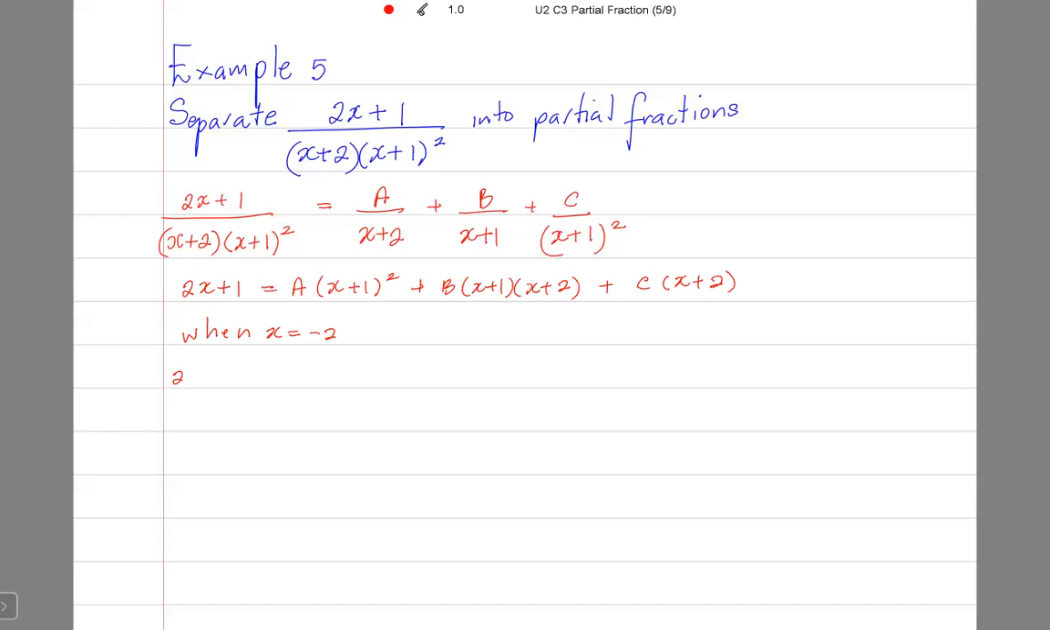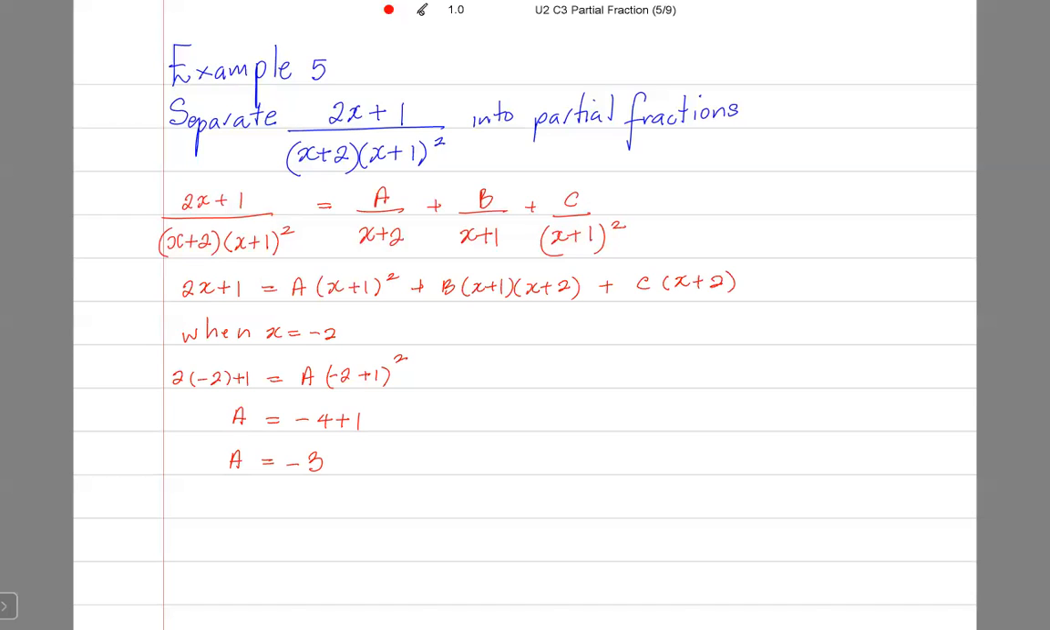Okay, sir. All right. So this is 2 into minus 2 plus 1, and this is equal to, remember when x is minus 2, B and C go, A into minus 2 plus 1 squared. Minus 2 plus 1 is minus 1. Minus 1 squared is 1. 1 times A is A, so A is equal to minus 4 plus 1. So A is minus 3.